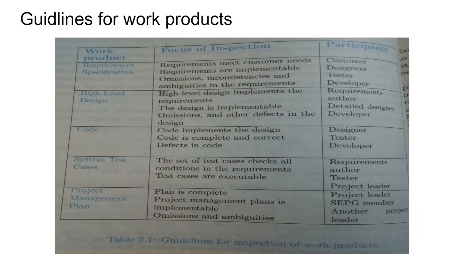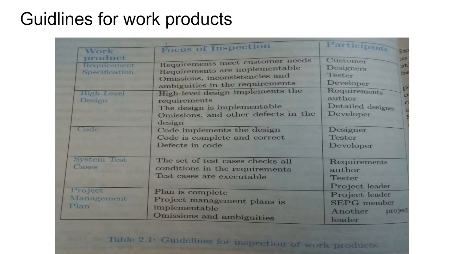Next is the high level design. This is a phase of the software that is being developed, and the focus of inspection here is that the high level design implements the requirements, the design is implementable, and omissions and other defects in the design. Again, the participants are the requirements author, detail designer and developer. Next is the coding. The code implements the design. The code is complete and correct, with no defects in the code. So the participants should ensure these things, and the participants here are designer, tester and developer.